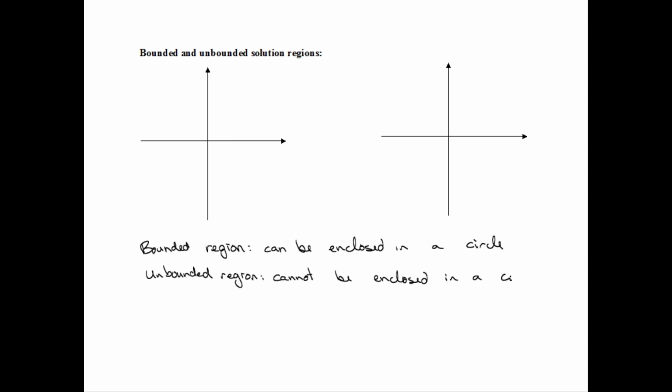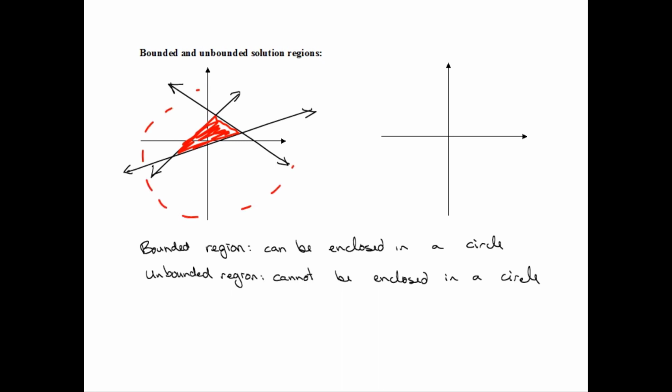And so let's just do a quick example here. Let's suppose there's a line, and here's another line, and let's say we have a line that looks like this. And let's suppose that our region turned out to be this area. Well, we can enclose that in a circle, and so this is an example of a bounded region.